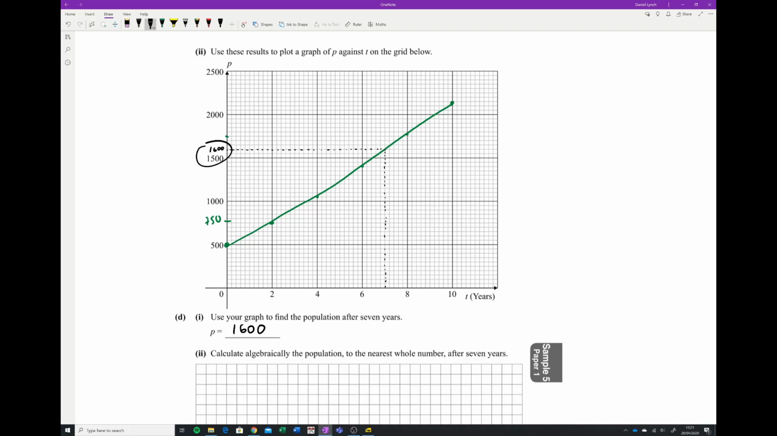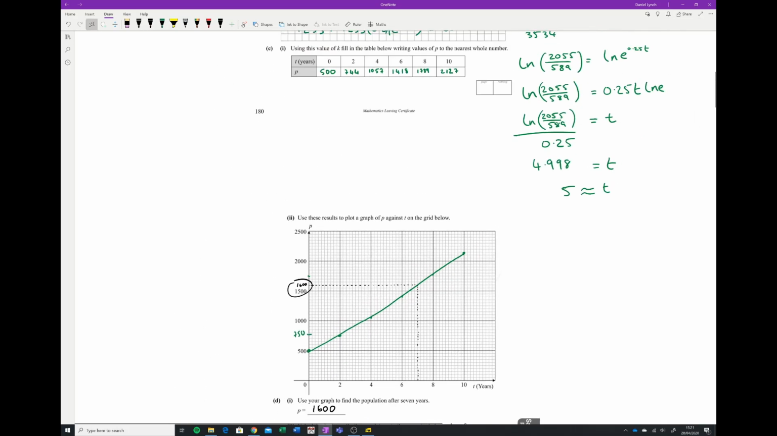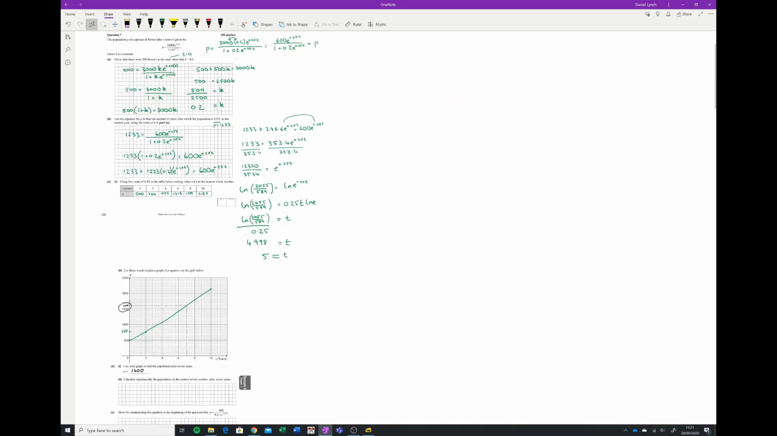Question 2, calculate algebraically the population to the nearest whole number after 7 years. Okay, well, that was actually just what we did. But they say algebraically. I find that a little bit weird. What sort of algebra are they looking for us to use?